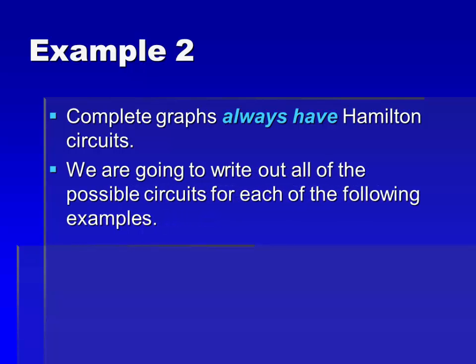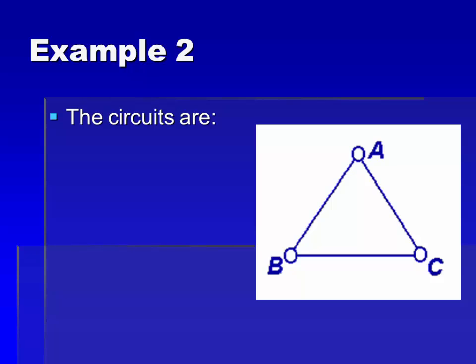So to get started, we're going to try writing out all of the possible circuits for each of the following examples. So here's our example of a complete graph with 3 vertices. Notice that I can do A to B to C to A, but I can also do A to C to B to A. Now, as far as we're concerned, those are 2 different circuits because I'm going different directions. So notice that a circuit and its mirror are always different circuits.